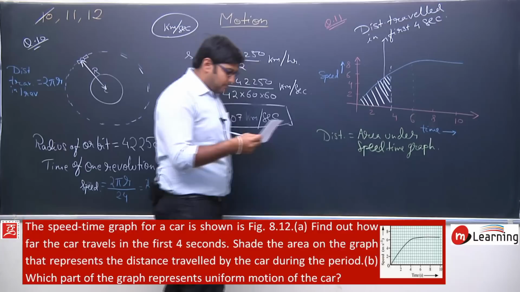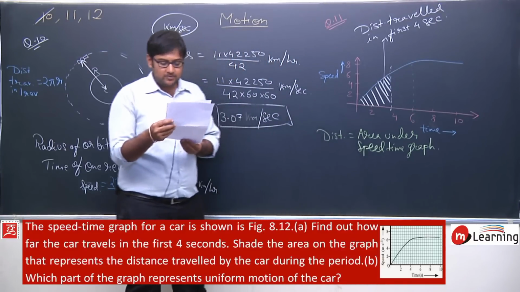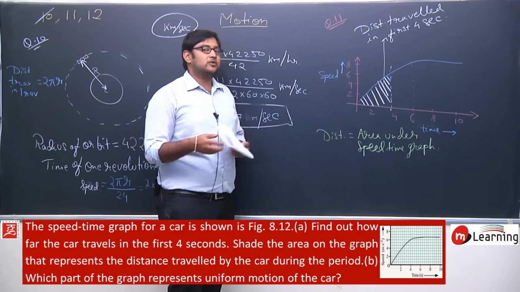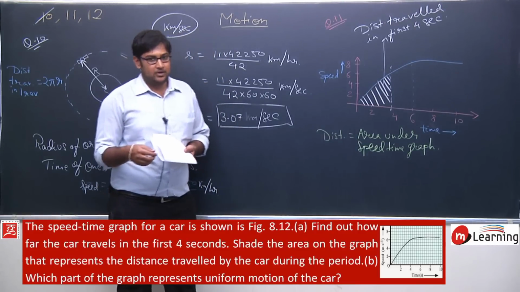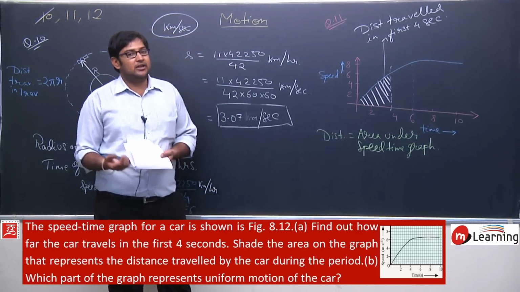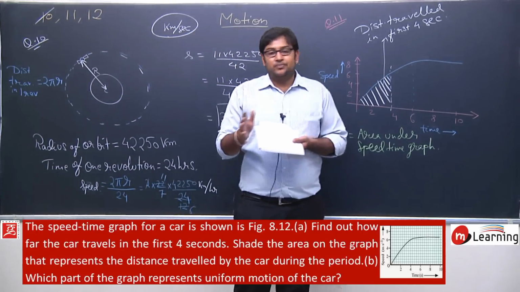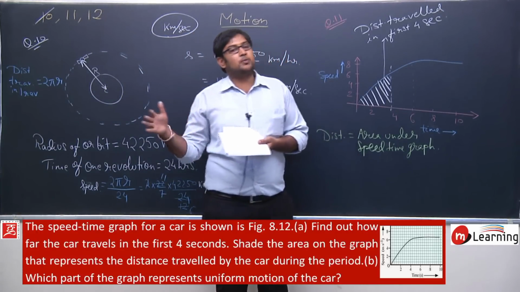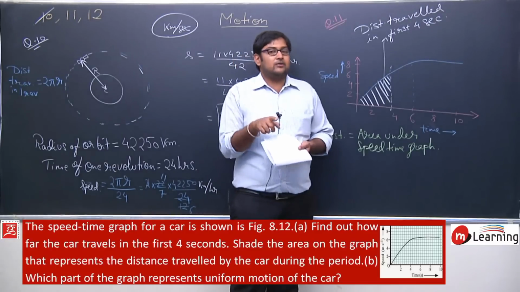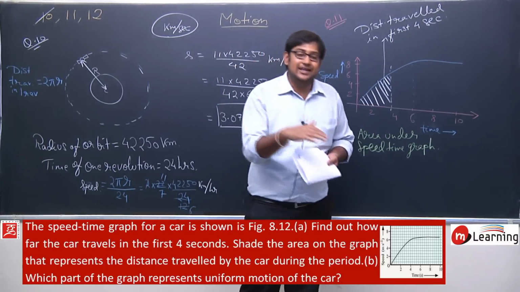Okay. The second part says, which part of the graph represents uniform motion of the car. Now we have to find which part of the graph is representing the uniform motion. After what point of time or after how much distance is the car traveling at a uniform motion. Now what is a uniform motion? Uniform motion means either the velocity should be constant, that the car is moving at a constant velocity, or the velocity with which the car is traveling is continuously increasing or continuously decreasing.